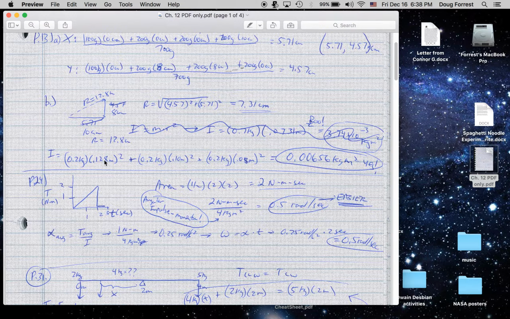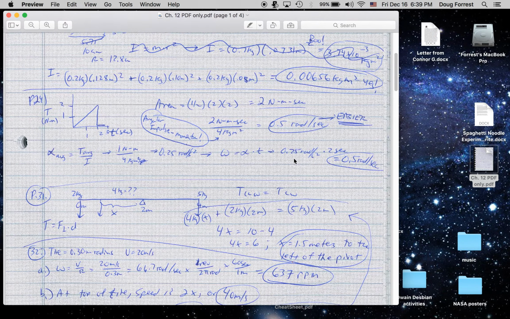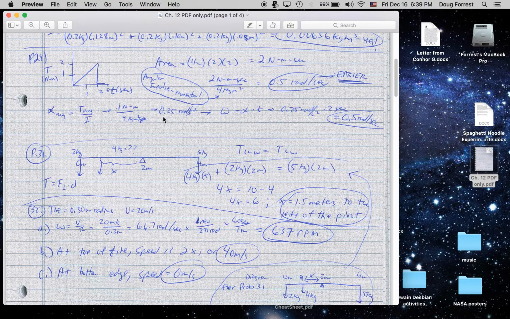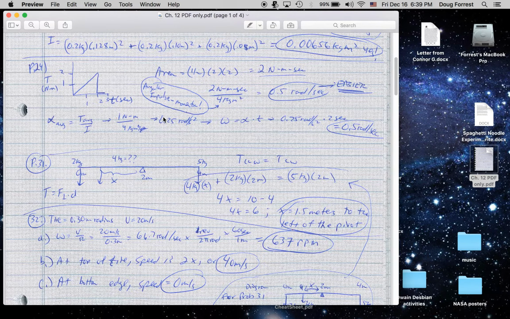So 0.2 times 0.128 meters squared plus 0.2 times 0.1 meters squared plus 0.2 times 0.08 meters squared. This is the distance along the hypotenuse to the mass at the far end. And I got 0.00656 kilogram meters squared. Problem 24, there's a couple ways you could do this to figure out the angular velocity.